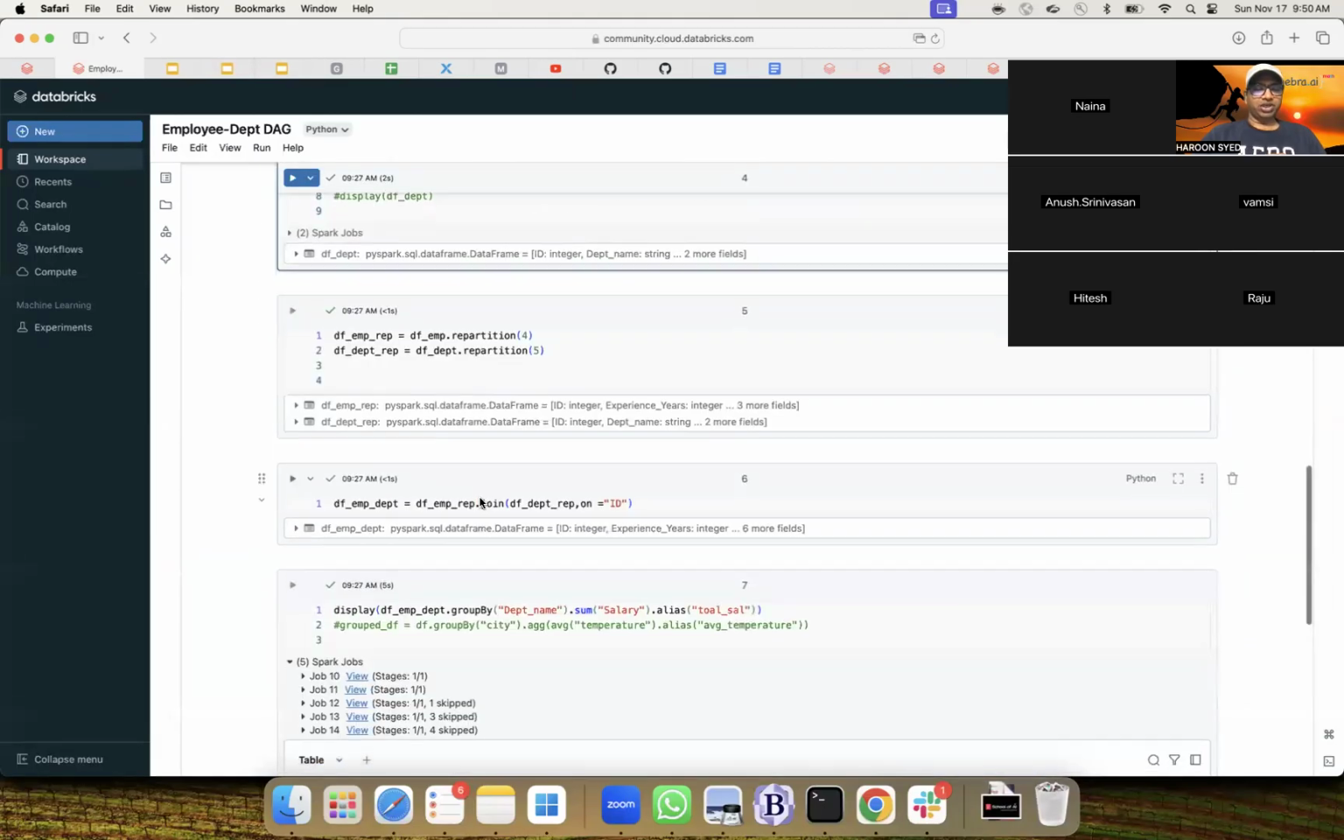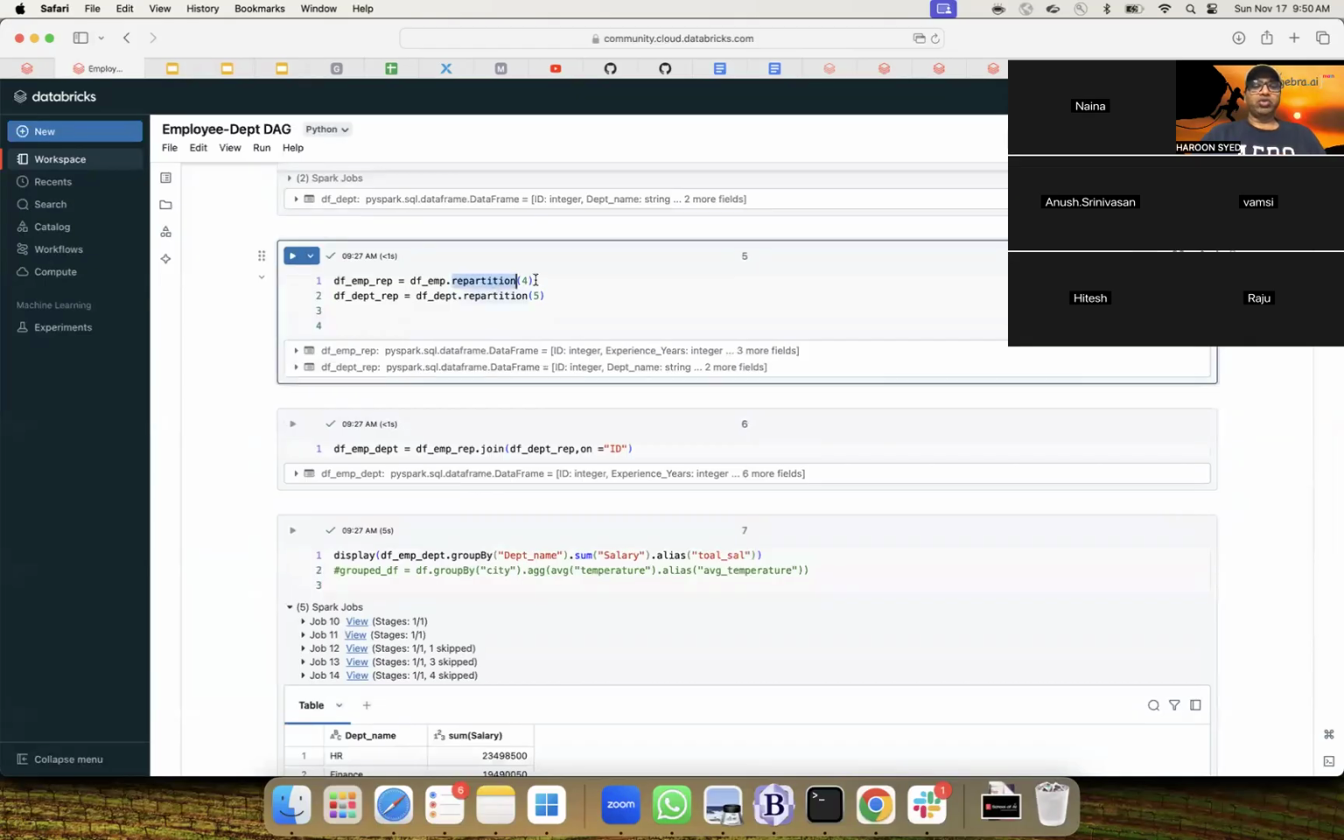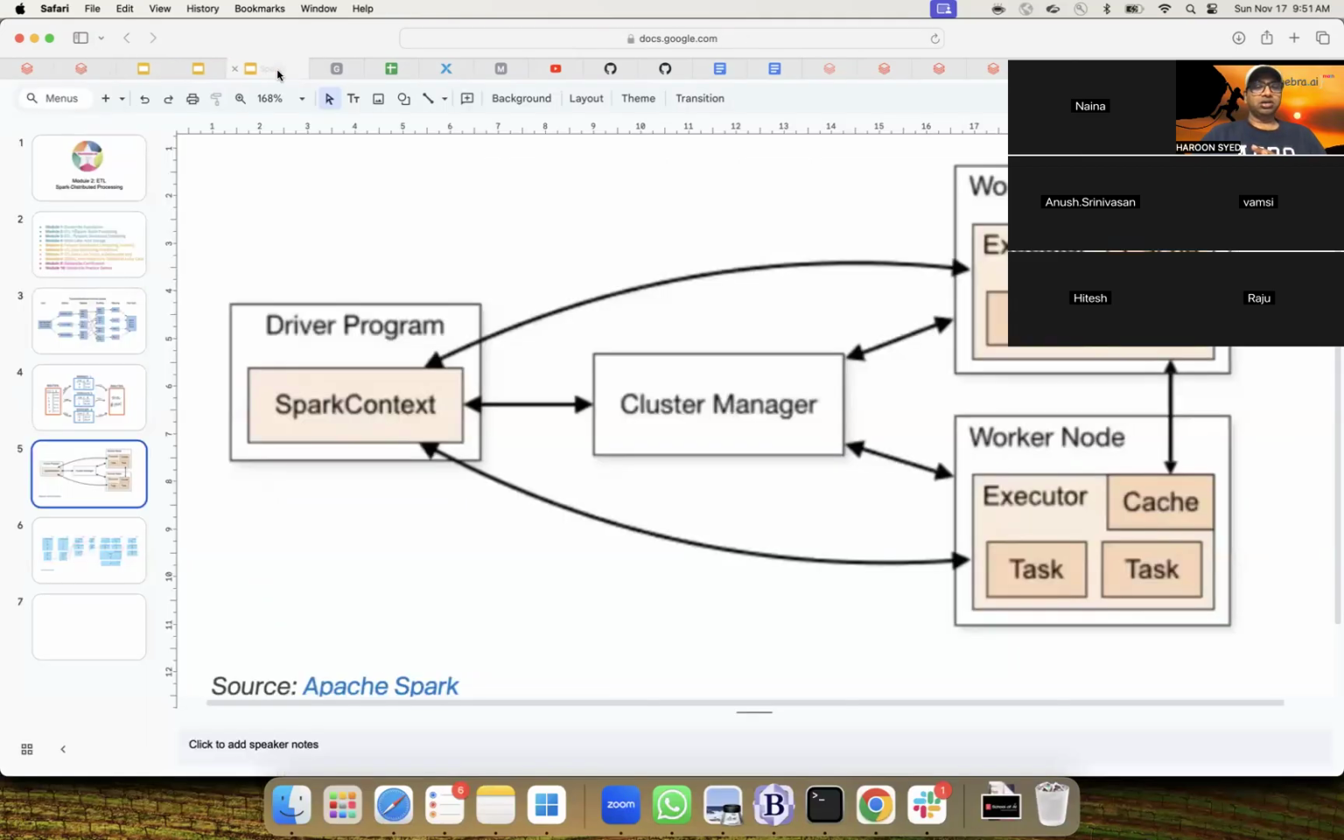For example, if I say df data frame dot repartition, I want to repartition this data frame to four partitions. The Spark context will go and tell the workers that whatever employee data frame data you have, repartition it to 4. Now these workers, these executors will shuffle the data across the machines to make it into 4 partitions.